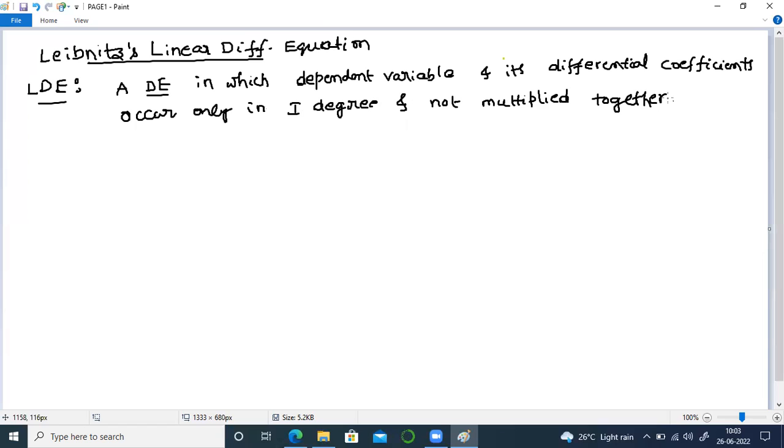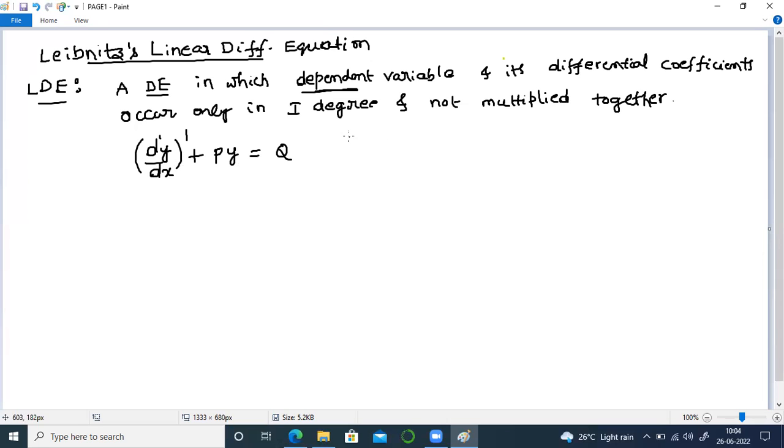Let me take a general form, dy over dx plus py is equal to q. Here, what is the dependent variable in this equation? y is the dependent variable. So the dependent variable and its differential coefficient, dy dx, occur in first degree only. The order is 1 and the degree is also 1. So it satisfies the linear differential equation definition, and y and dy by dx are not multiplied together in the equation.